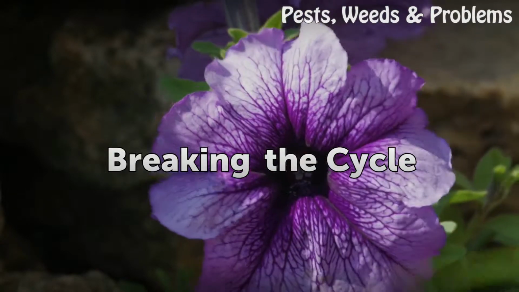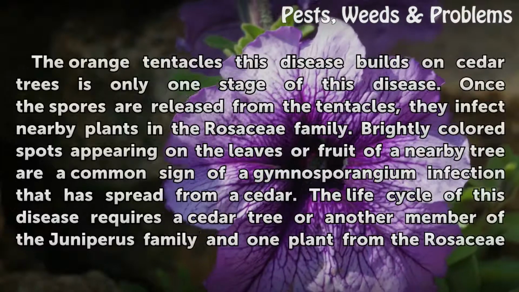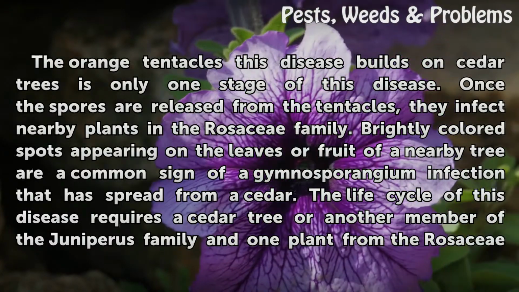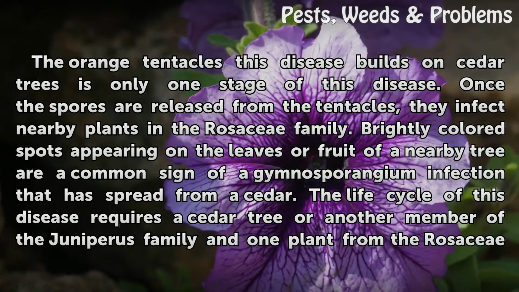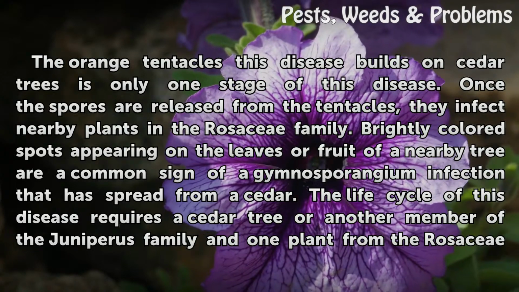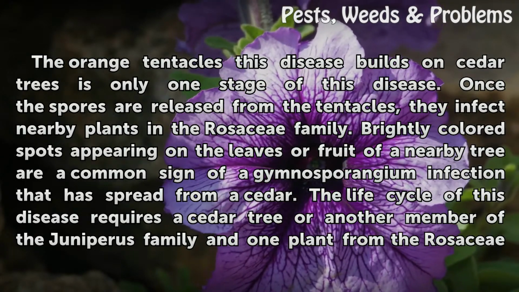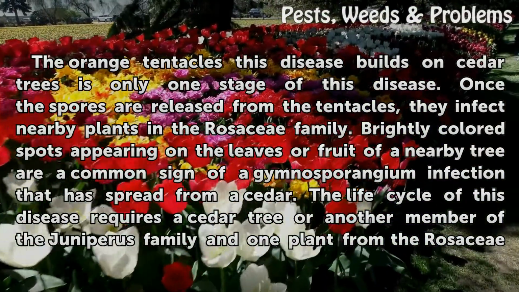Breaking the cycle. The orange tentacles this disease builds on cedar trees are only one stage of this disease. Once the spores are released from the tentacles, they infect nearby plants in the Rosaceae family. Brightly colored spots appearing on the leaves or fruit of a nearby tree are a common sign of a Gymnosporangium infection that has spread from a cedar.